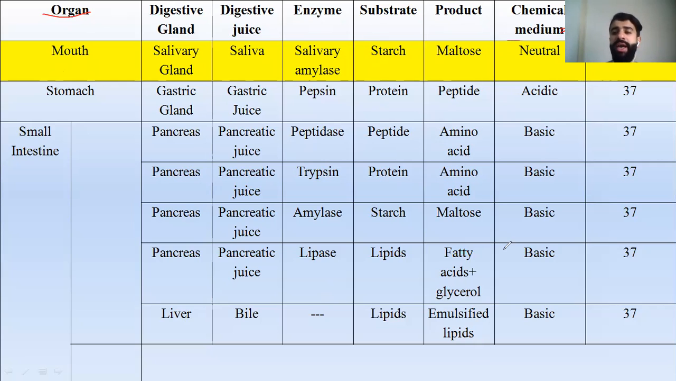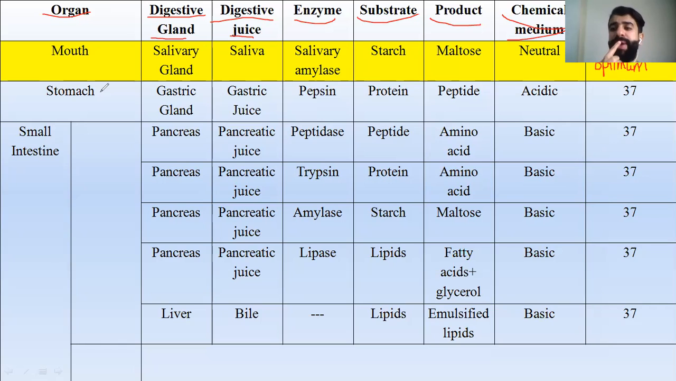Always the temperature is equal to 37 degrees Celsius, since it's the normal temperature and all the enzymes work at 37. It's the optimum temperature, or the best. So you have to know this word optimum. Optimum, so it's the best temperature. So here let's start first with the mouth.